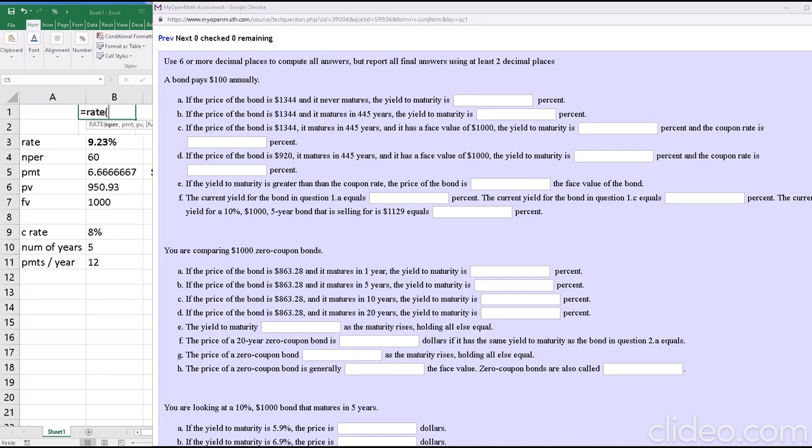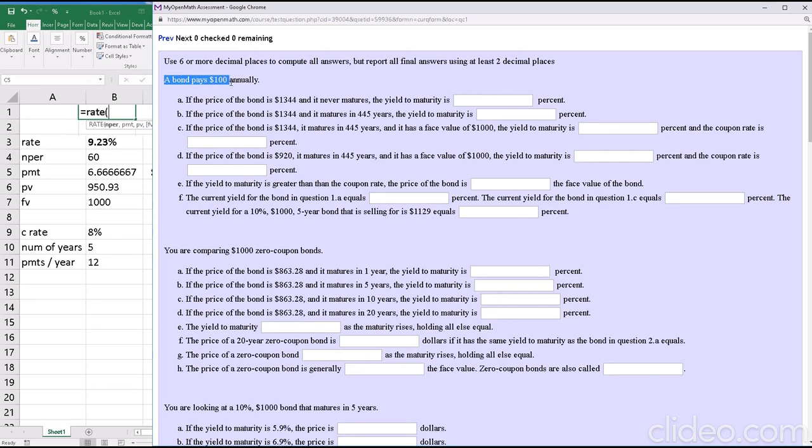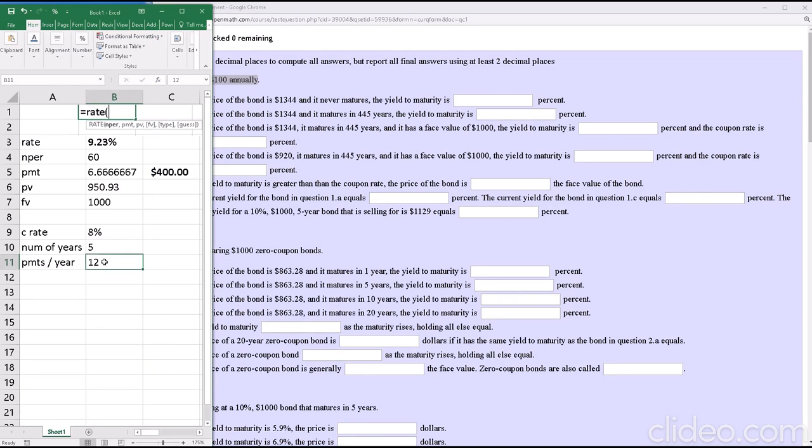In homework 3A, question 2, we have similar looking problems, but different context. Let me fix this right here. Okay, so on the first one, a bond pays $100 coupon annually. So down here, we're going to change this to 1. The coupon rate must be 10% because the payment is $100.